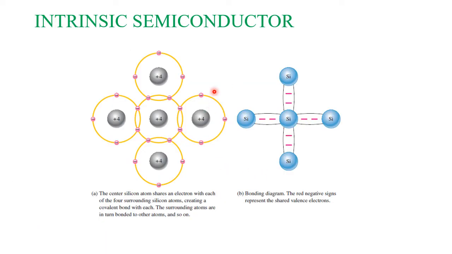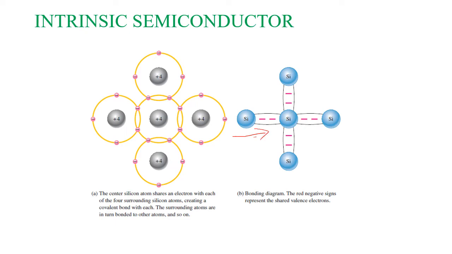Okay, this is the structure of intrinsic semiconductor. So here this is a silicon atom. Okay, so here you can see a silicon atom. There are 4 protons here and then 4 electrons which are shared with the neighboring silicon atom. So for instance, you can look into this one.